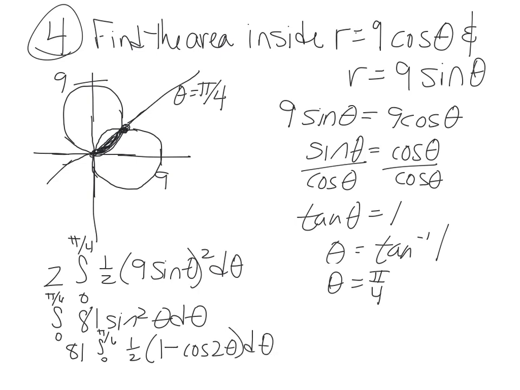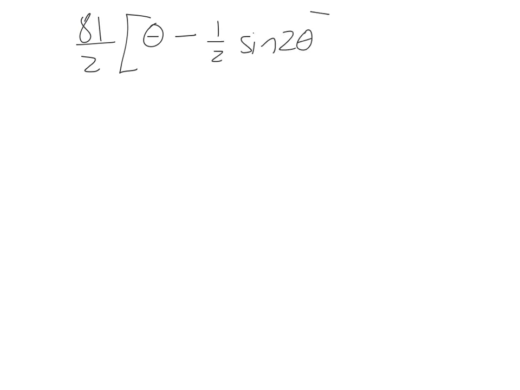So the 1/2 can come out in front. So I've got 81 over 2 times the integral from 0 to pi over 6 of 1 minus cosine 2 theta d theta. I'm going to have to go to the next slide. So that's going to be 81 over 2 times, if I integrate the 1 I get theta, minus integrating cosine 2 theta is 1/2 sine 2 theta, and this is evaluated from 0 to pi over 4.